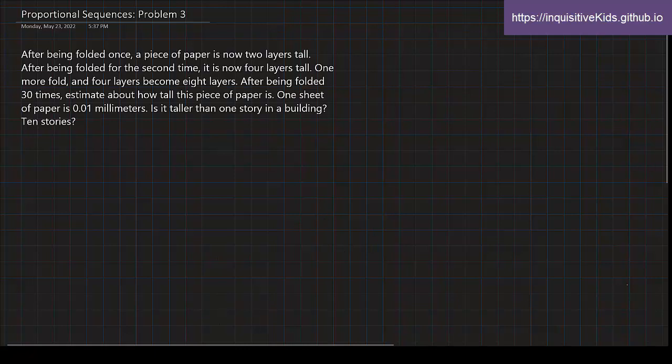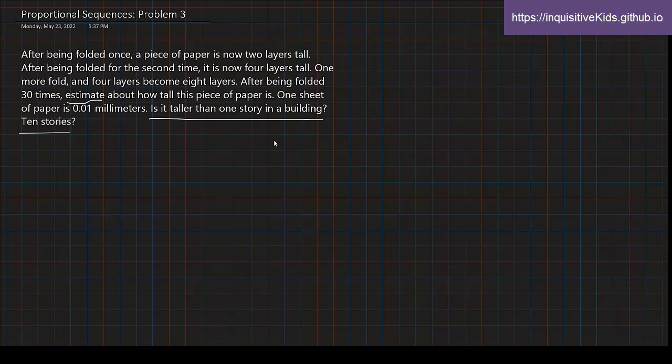After being folded 30 times, estimate about how tall this piece of paper is. So first we're asked to estimate, and we also know that one sheet of paper is 0.01 millimeters. Is it taller than 1 story in a building or 10 stories?